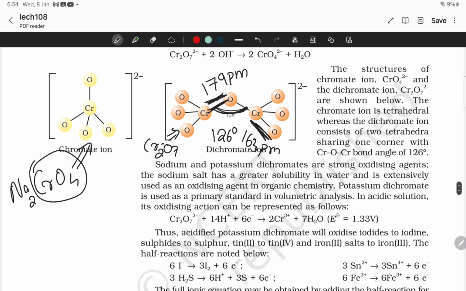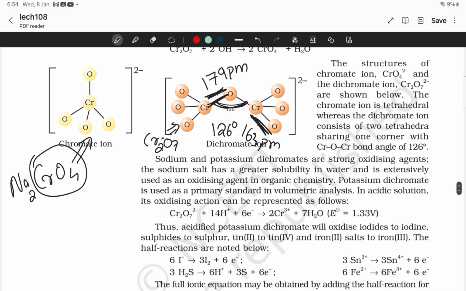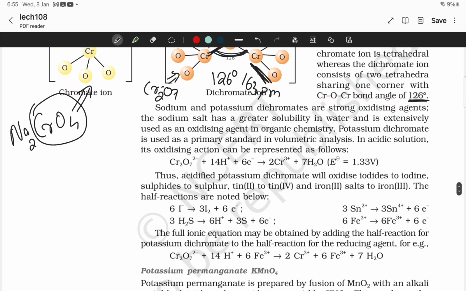The structures of chromate ion and the dichromate ion are shown below. The chromate ion is tetrahedral, whereas dichromate ion consists of two tetrahedra sharing one corner with the Cr-O-Cr bond angle of 126 degree. This 126 degree is important. Sodium and potassium dichromates are strong oxidizing agents. The sodium salt has greater solubility in water and is extensively used.